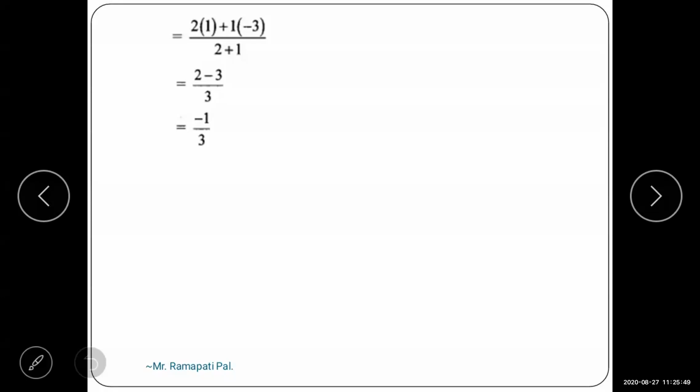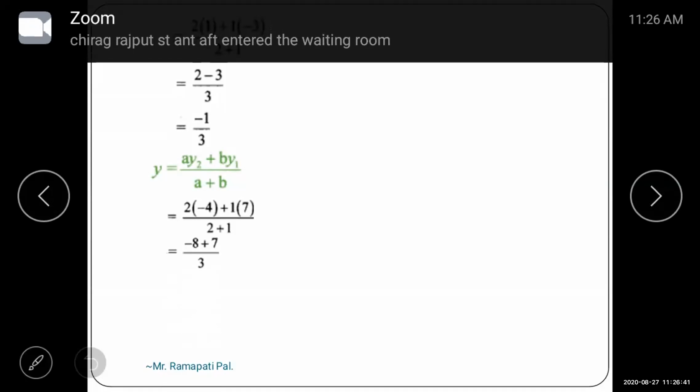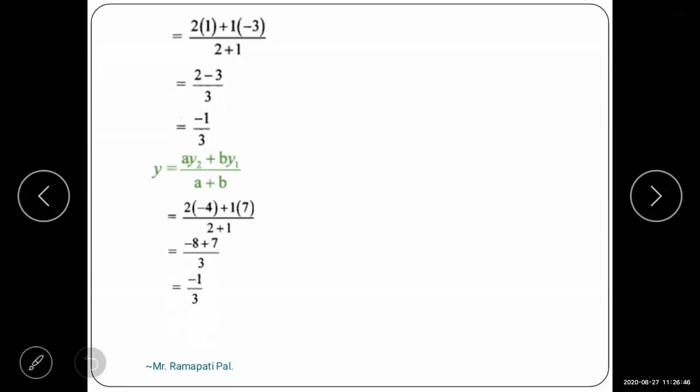Y is equal to AY2 plus BY1 upon A plus B. This is the formula of section formula. Now we know the value of A and B. We know the value of Y2 and Y1 also. Now substitute this value. It will look like this: 2 into minus 4 plus 1 into 7. 2 into minus 4 is minus 8 plus 7 ones are 7. So it becomes minus 8 plus 7 upon 3. Is it clear? So it becomes minus 1 upon 3, because minus 8 plus 7 is minus 1.